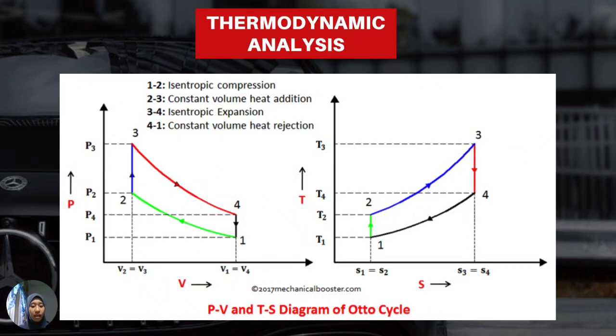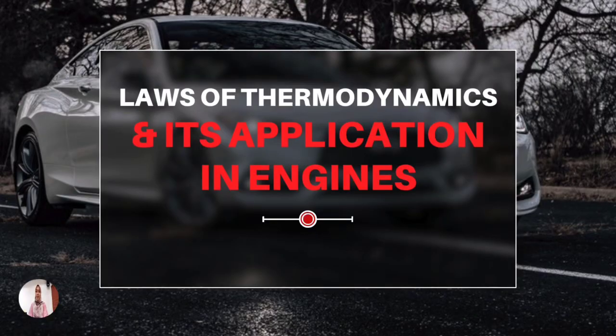The PV and TS diagram is actually the same as what I explained just now, which is it consists of 4 internal reversible processes: isentropic compression and expansion, and constant volume heat addition and heat rejection. That's all from me. So for the next slide, Puteri and Emilya will talk about the laws of thermodynamics and their application in engines.